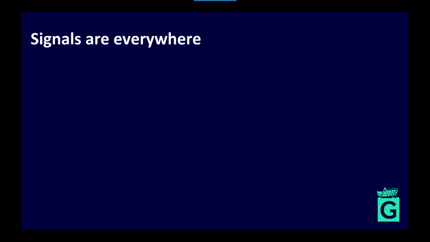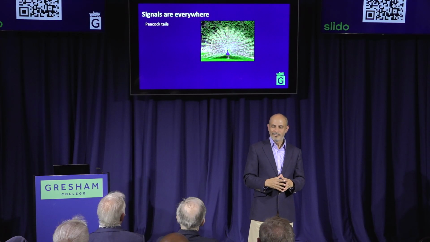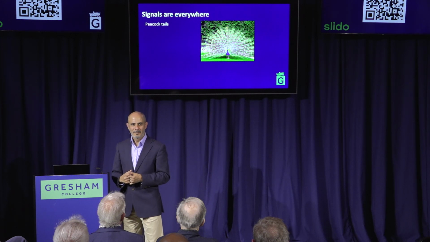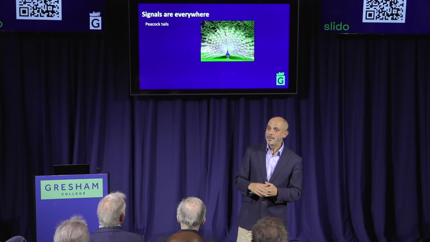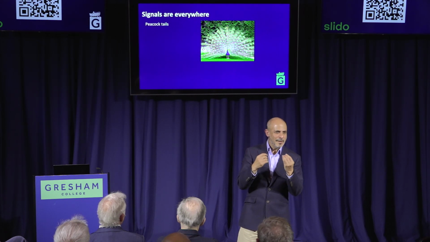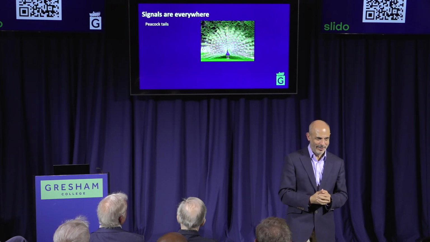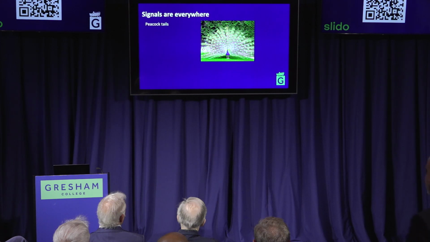But signals are everywhere. Let's take an example. Peacock tails, right? Why does a male peacock have a tail? But why? Why does it work as a signal? Attraction, yes, but the female peacock has a brain about that size, right? I mean, what does she know about attraction? Why? Exactly, why? Because you get eaten. Correct, right? That's the cost of the signal.